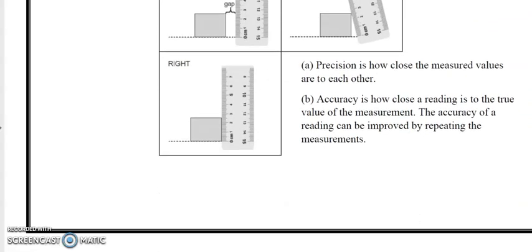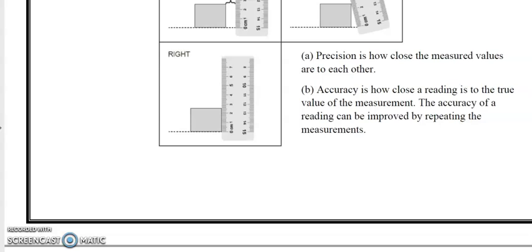We also need to know some terminology like precision. What is precision? What is accuracy? Precision is how close the measured values are to each other. So if you've got wrong values, but they are very close to each other, then you are precise, but you are inaccurate. Accuracy is how close a reading is to the true value of the measurement.